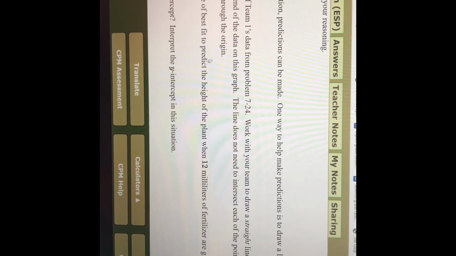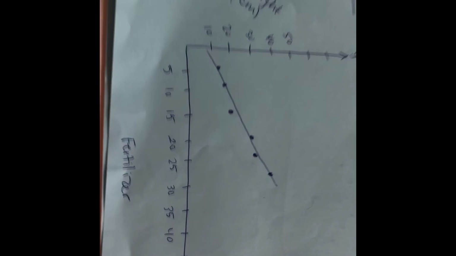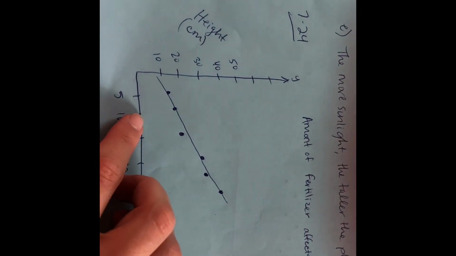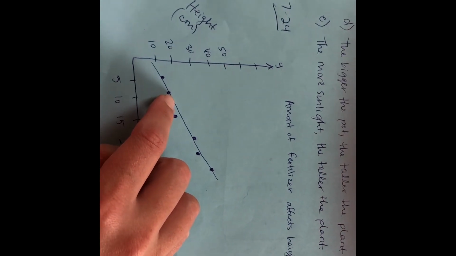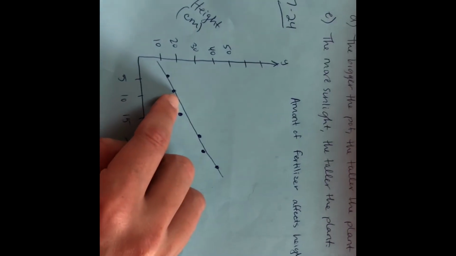Part B says, use your line of best fit to predict the height of the plant when 12 milliliters of fertilizer are given to the plant over a 3-week period. So let's go back to the graph. It says our goal fertilizer for part B is 12. So I'm going to go to probably where 12 would be, and I'm going to go probably right here. And I am going to go up until I meet the line of best fit, and I met it right here, and that's about 20. So I put approximately 20 centimeters would be the height of the plant if you used 12 milliliters of fertilizer.